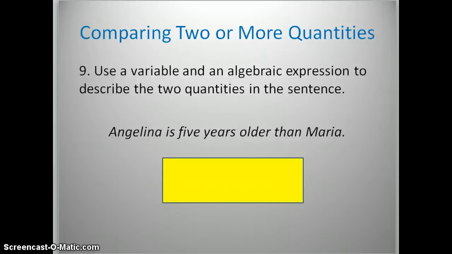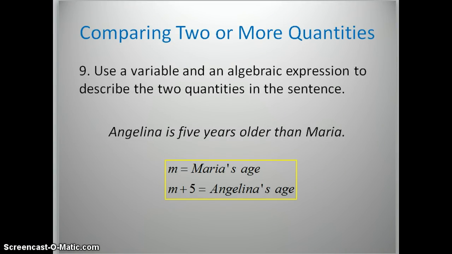So here we have a sentence: Angelina is 5 years older than Maria. And what we want to do is describe the two quantities in this sentence. So we have two ages, Angelina's age and Maria's age. Now, I want you to think about whose age you know the least about. Do you know the least about Angelina, or do you know the least about Maria? In fact, you actually know the least about Maria here, because you have no idea how old she is. But if you know how old Maria is, you can then figure out how old Angelina is. So Maria will be our variable. Well, at least Maria's age will be our variable.